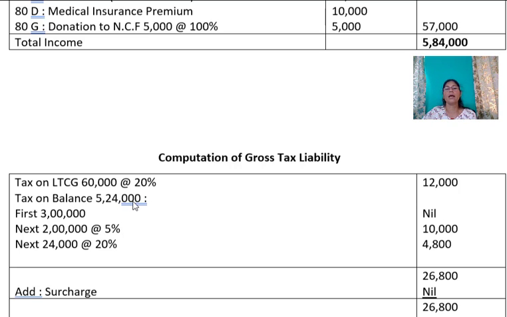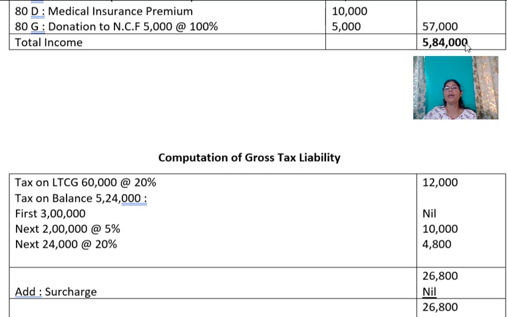Now, on the balance, as the person is a senior citizen, on first 3 lakh rupees, the tax will be nil. On next 2 lakh rupees, the tax is at the rate of 5%. On next balance, that is 24,000, it is at the rate of 20%. It comes to 4,800. So if you add 12,000, 10,000 and 4,800, you get 26,800.